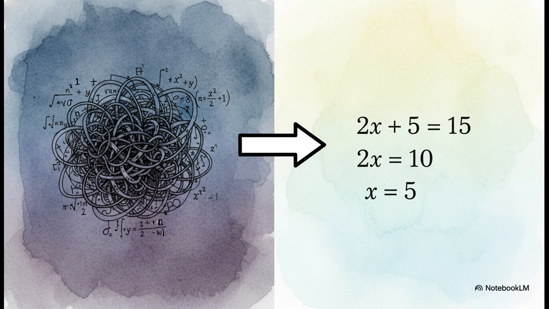And just like that, the scary fraction problem has turned back into a simple puzzle, just like the very first one we solved. From here, it's the same process. Use the rules of balance to isolate the variable, and you'll find your answer.